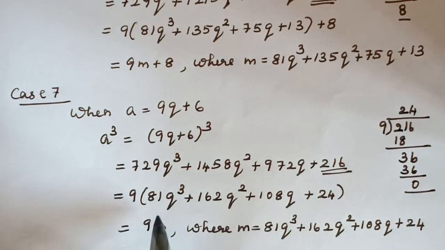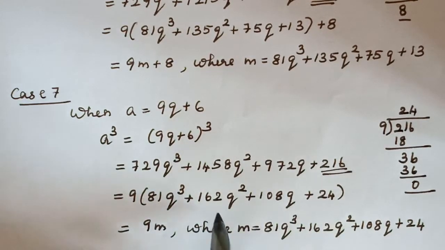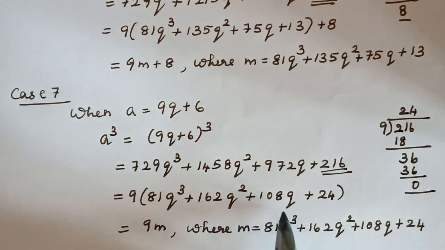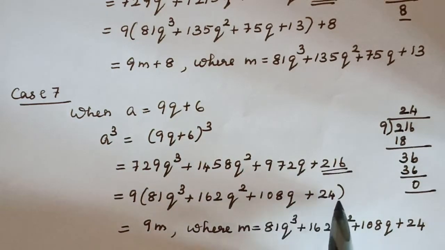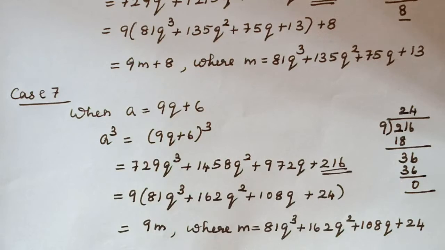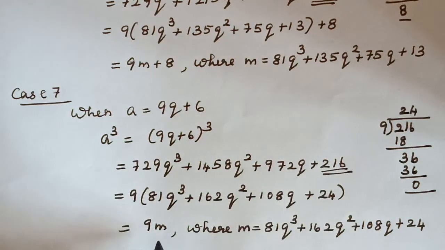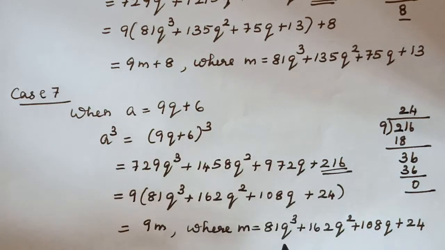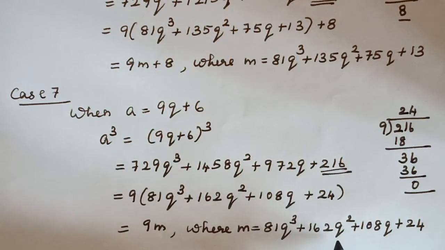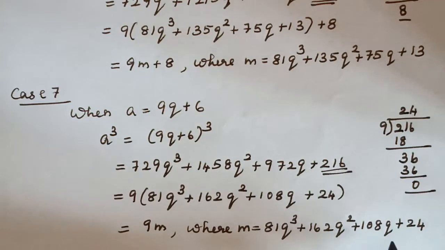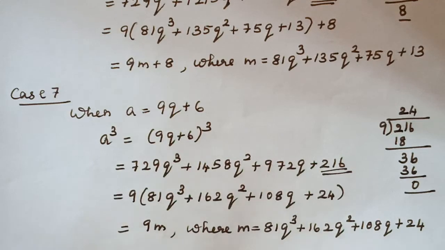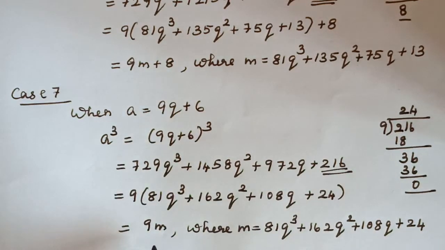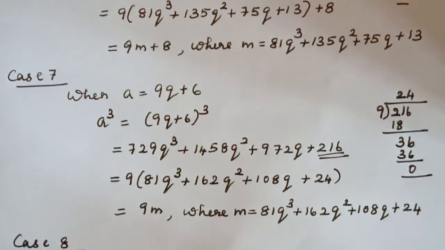So 9 into (81q cube plus 162q squared plus 108q plus 24), which is equal to 9m. Whatever is inside the bracket is m, that is 81q cube plus 162q squared plus 108q plus 24. So here we got it as 9m in case 7. Now we will see case 8.